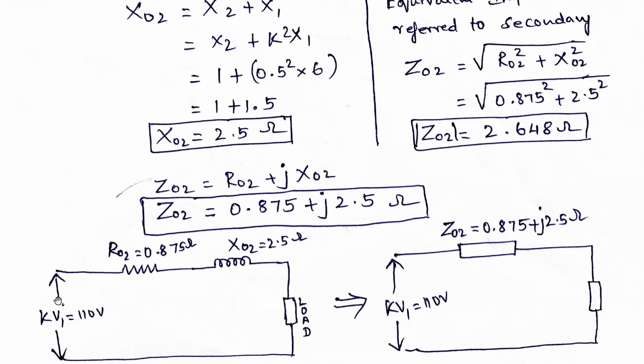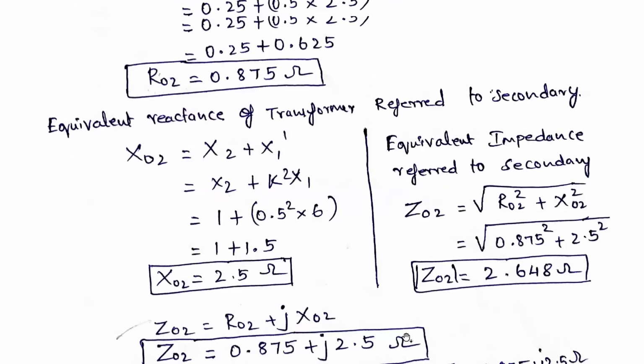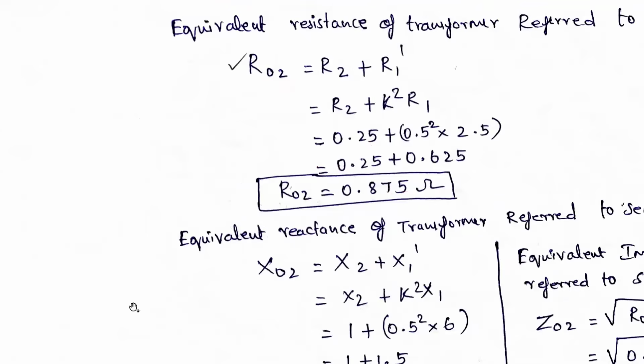So just redrawing. So here also K into V1 is equal to 110 volts. Here is the load. Similarly, here is the load. So here now we are converting this R and X into impedance. Okay, so that is impedance Z naught 2 is equal to 0.875 plus j into 2.5 ohms. So that also we are converting and writing. So 0.875 plus j into 2.5. So this is the load. So K into V1 is equal to 110 volts. So already we calculated 110 because K is 0.5 and V1 is 220.